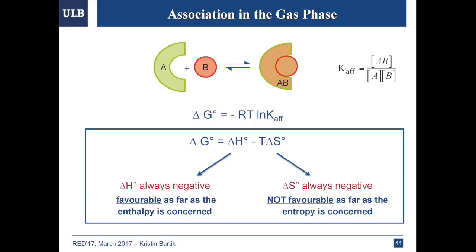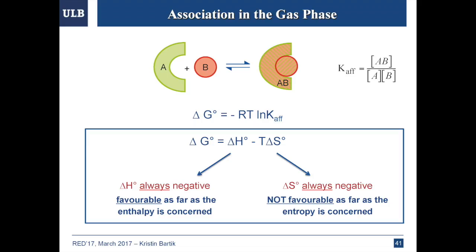And in this case, if you're working in the gas phase, A is out there all alone, B is out there all alone, and they meet each other, there is no doubt that 1 plus 1 giving 1 is not favorable as far as entropy is concerned. So this is always going to be negative and is always going to be an unfavorable term in this association. So entropy-wise, it's not favorable to associate in the gas phase.